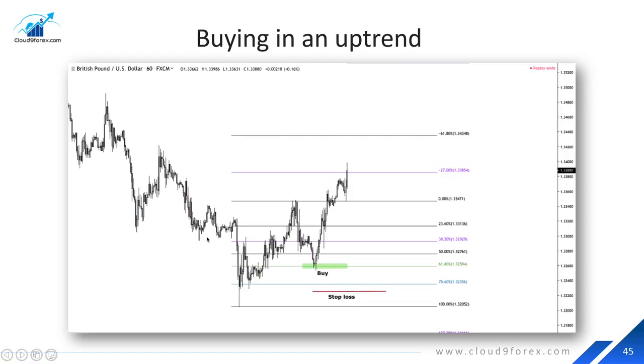So buying in an uptrend, this is kind of what it looks like on the hourly. So we have our 100 at the bottom, and we have the 0% at the top. So price retraced the 61.8, which is our buy signal. Our stop loss would be around this area, and look how price flew up and is kind of respecting the negative at 27%. So this is where we would take profit.